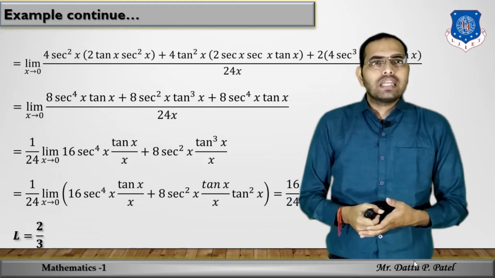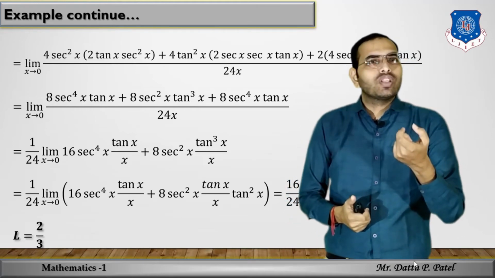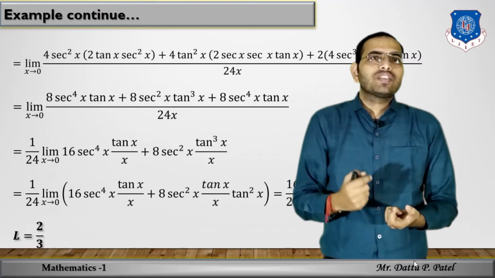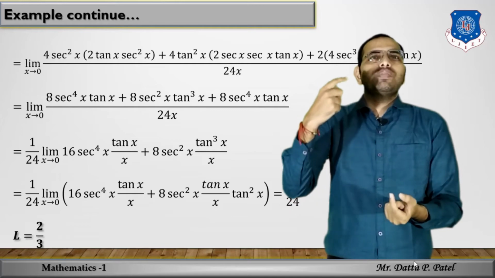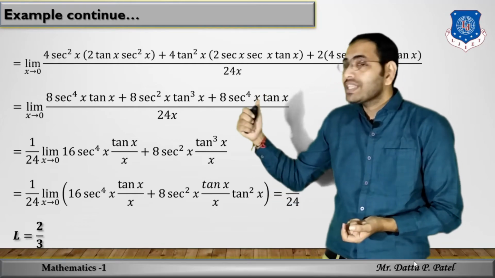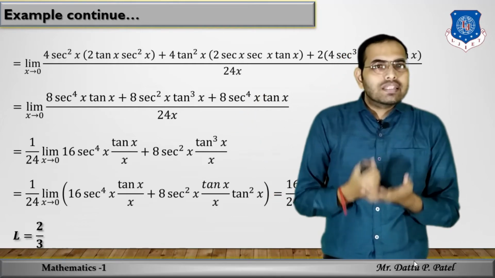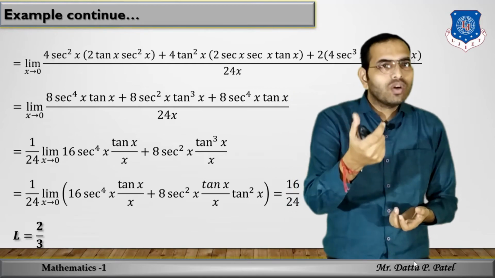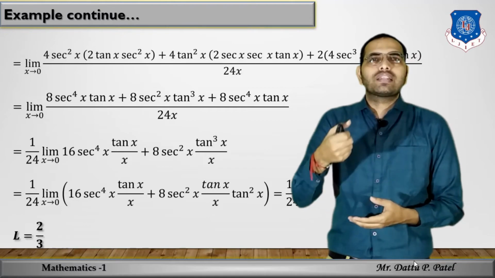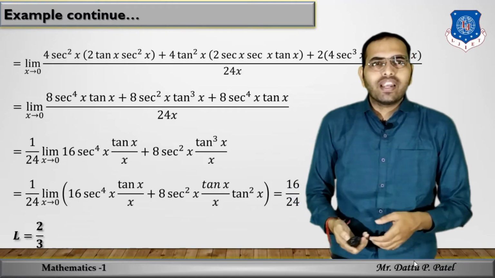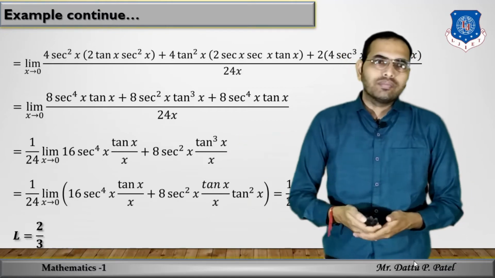becomes 16 sec 0, that is 1, tan x by x that is 1. In the second term sec 0 is 1, tan x by x is 1, but the value of tan 0 is 0, and 0 into anything is 0, so the second term becomes 0. Then we have the answer 16 by 24. Simplifying that, we get 2 by 3.